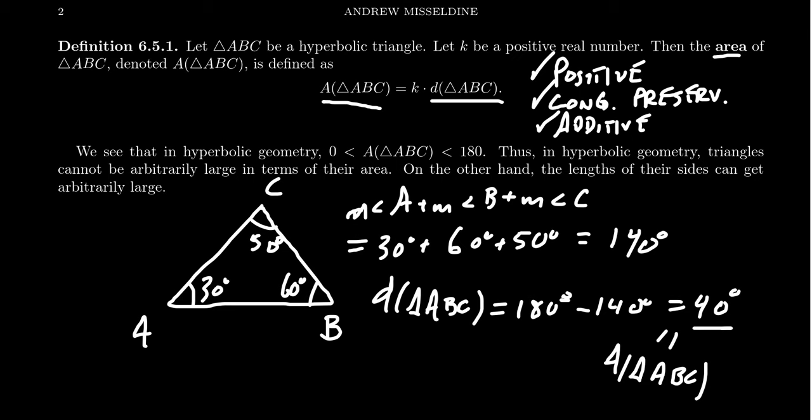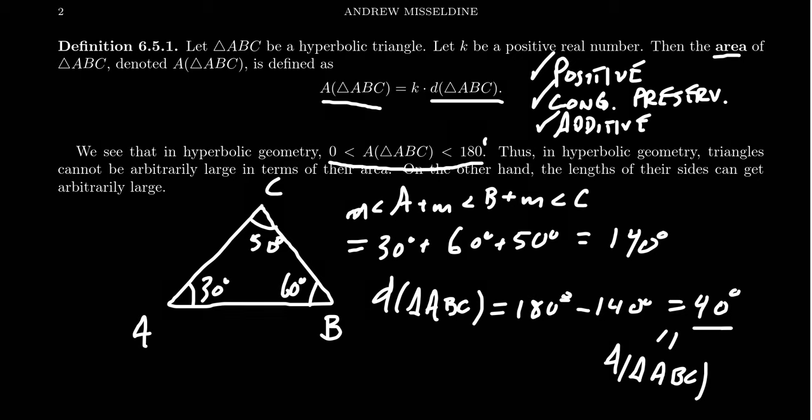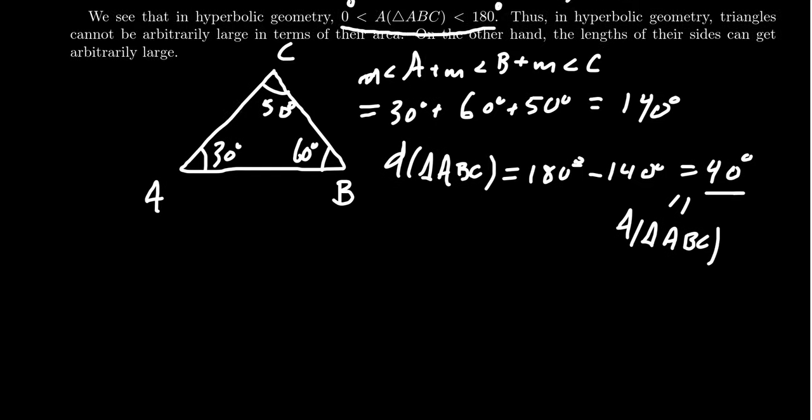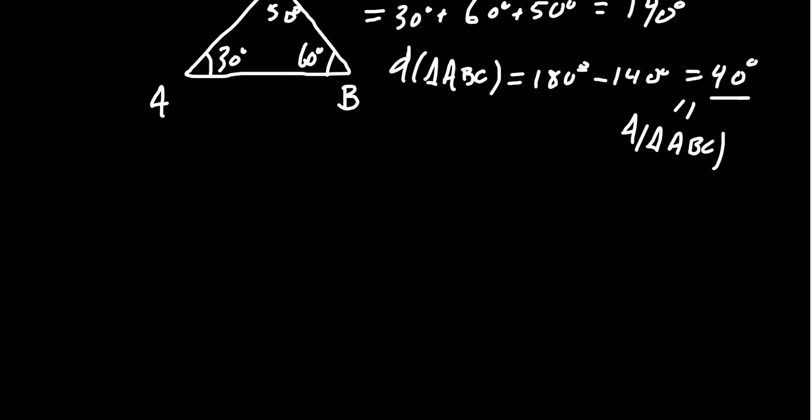And another thing I want to mention is that because defect sits between 0 and 180 degrees, likewise our areas of triangles will also sit between 0 and 180 degrees if we're doing degree measure, or it's going to be 0 and pi if we prefer radians. And so this tells us that triangles can't get arbitrarily large. They're kind of bounded in terms of their size.